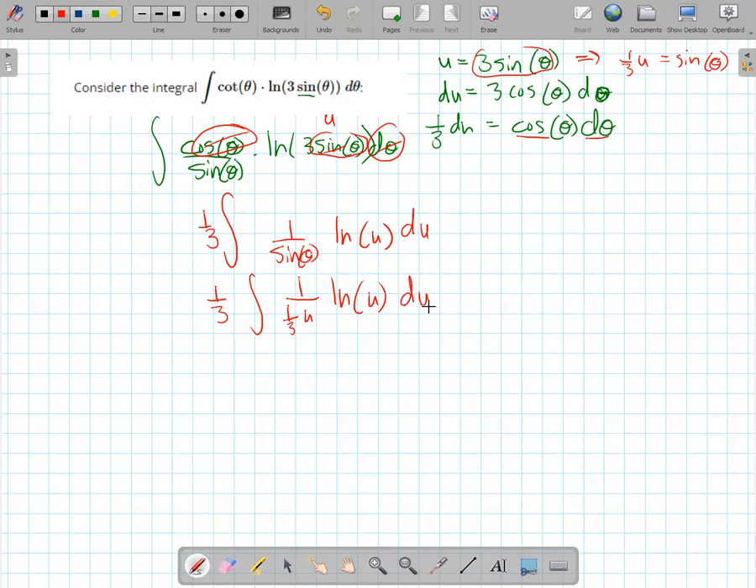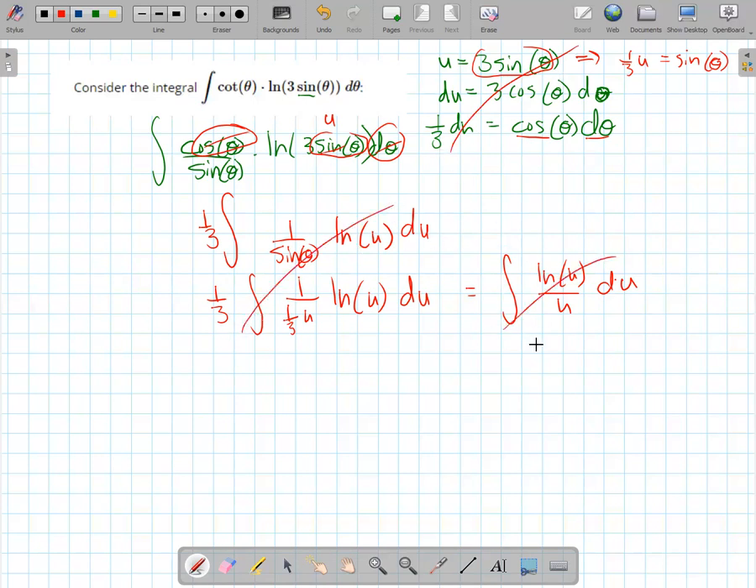Am I much better off than I was before? Well, the 1/3s are gone, so this could now be written as the integral of the natural log of u over u du. And that's a problem. So 2 choices. I could try to do another substitution on this u thing by using a v, or I could scrap this and try a different substitution. That's what I'm going to do.